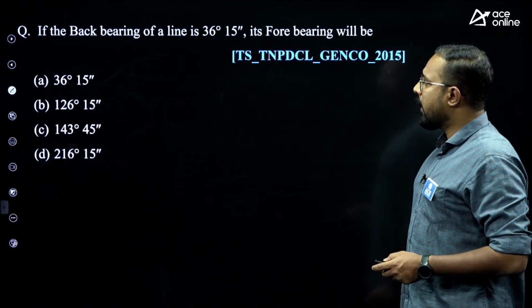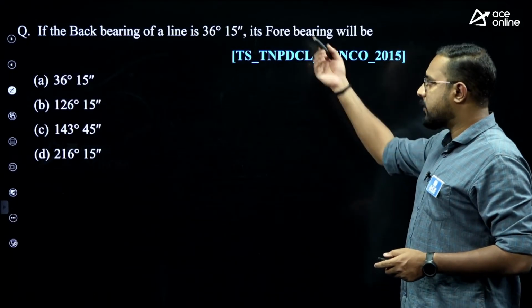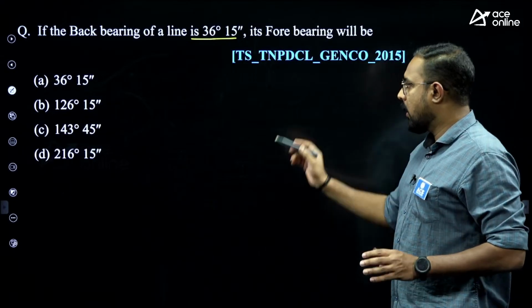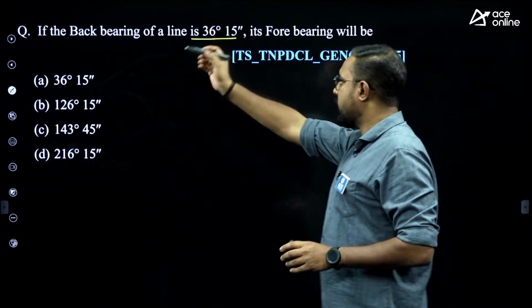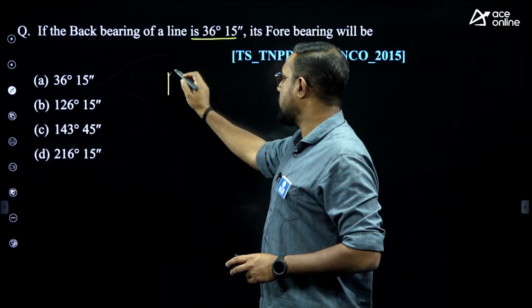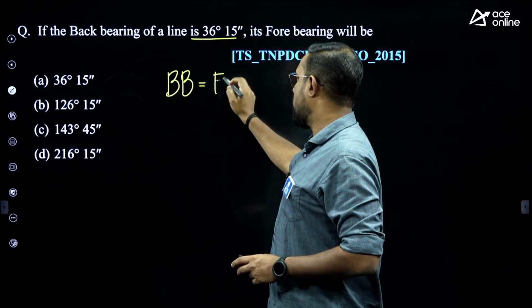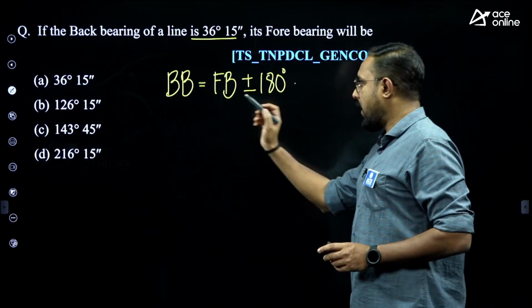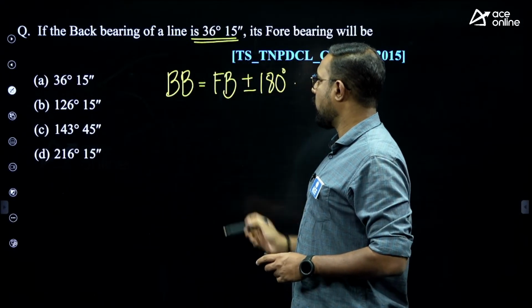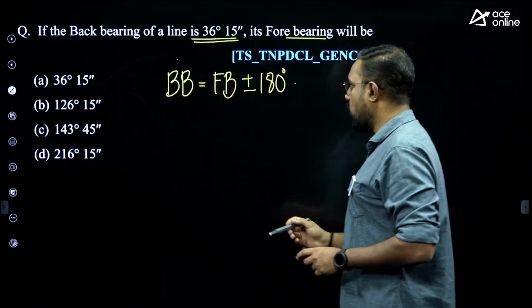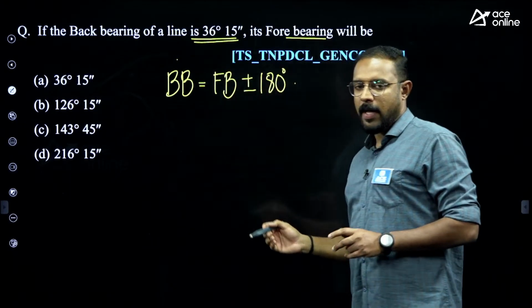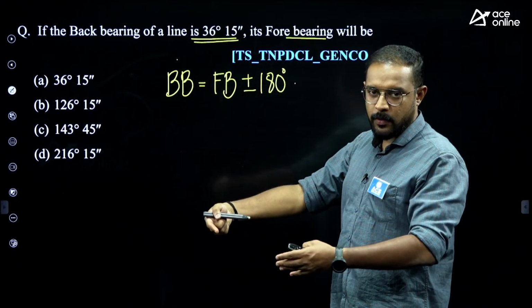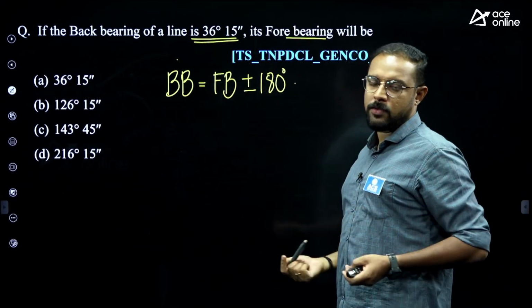Next. If the back bearing of a line is 36 degree 15 minutes, its forebearing will be dash. This is one of the fundamental understandings of our compass surveying. What is the relation between back bearing and forebearing? Back bearing of a line is equal to forebearing of the same line plus or minus 180 degree. Back bearing is given to you, they are asking you for the forebearing. The difference between forebearing and back bearing is always 180 degree. If your value is less than 180, you add 180 degrees to it. If the value is more than 180, you reduce 180 degree from it.